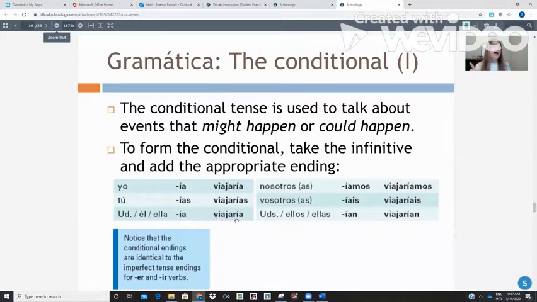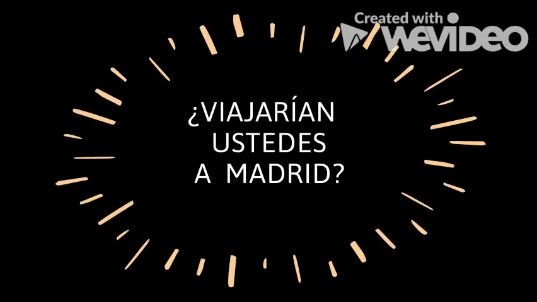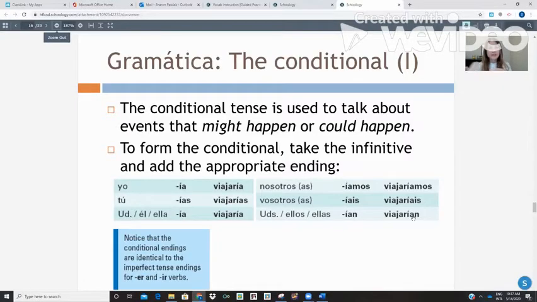Ella viajaría a Chile porque es un país muy interesante y tiene familia allí. She would travel to Chile because she has family there and she's interested in it. Viajaríamos, we would travel. Viajaríais, if you're looking at vosotros, and viajarían, they would travel or you all would travel. Así clase a todos mis estudiantes. ¿Viajarían ustedes a Madrid? Would you all travel to Madrid? Sí, señora. Nosotros viajaríamos a Madrid. We would travel to Madrid.